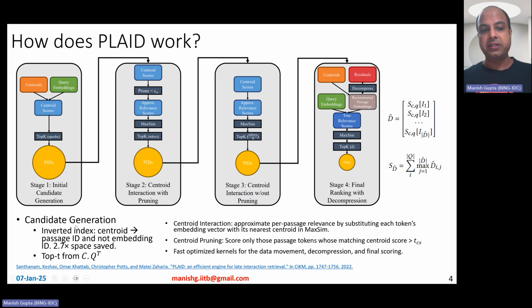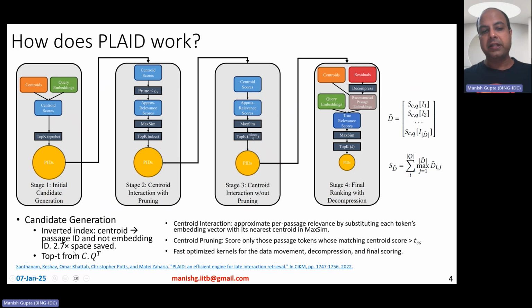At the candidate generation phase, you use the inverted index. This inverted index is basically a map of centroid to passage IDs. Remember, in ColBERT v2, it is a map of centroid to embedding IDs or passage token IDs, right? But in PLAID, it's a map from centroid to passage IDs, which ensures that this index is much smaller. It's about 3x smaller in size, because the number of tokens is much more compared to the number of documents themselves, right? So this index is essentially 3x smaller in size.